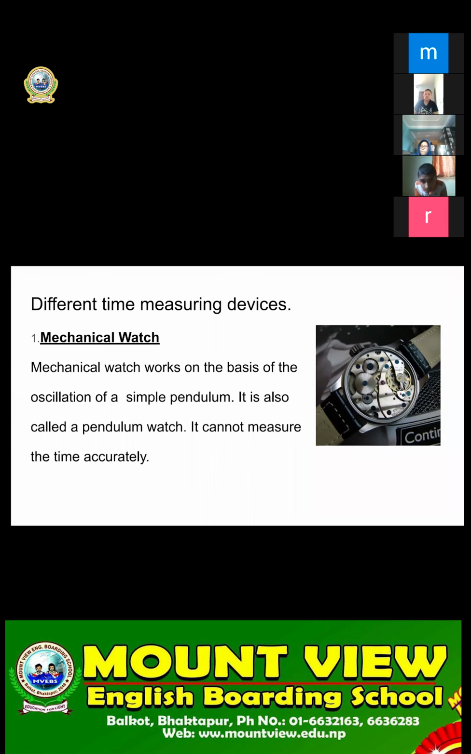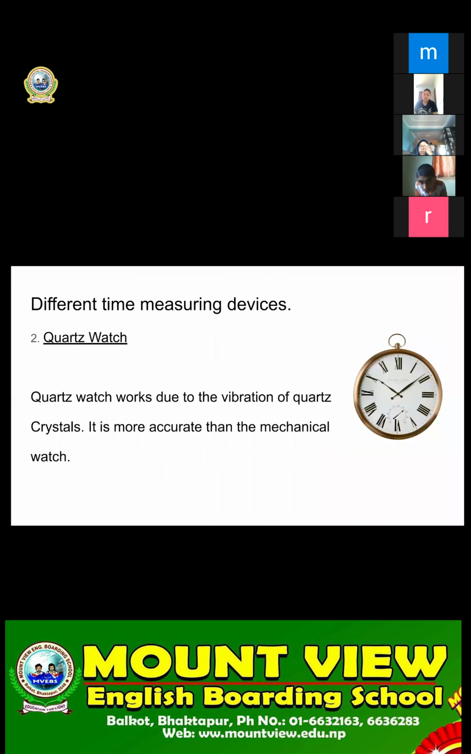Okay? And the watches which are more accurate than this mechanical watch are quartz watch and atomic watch. Among the three watches, atomic watch is the most accurate watch. So it can even record or calculate or show very small and very micro time. The first watch I have shown to you is mechanical watch.